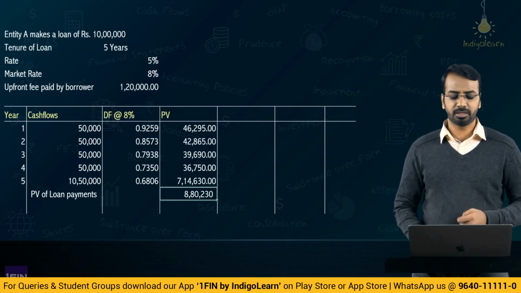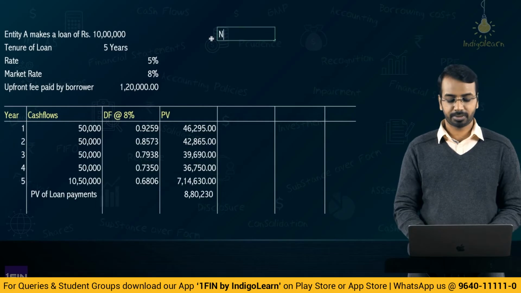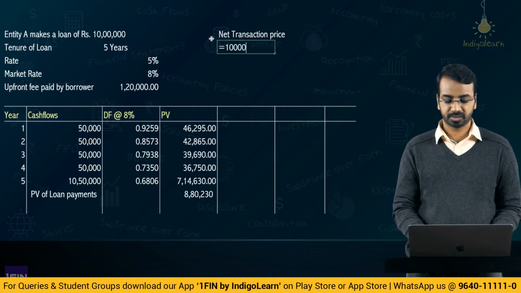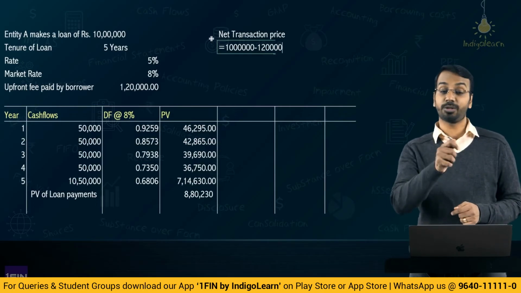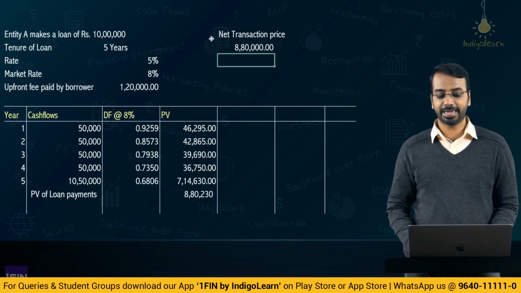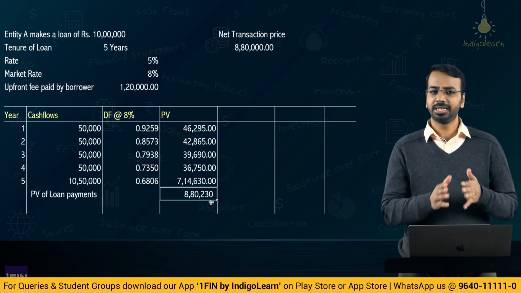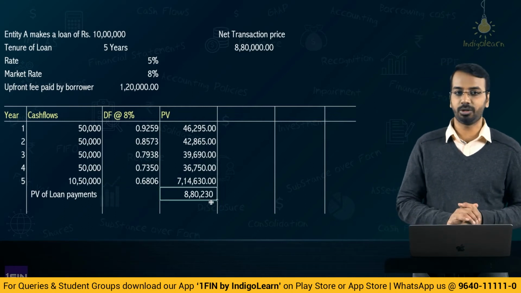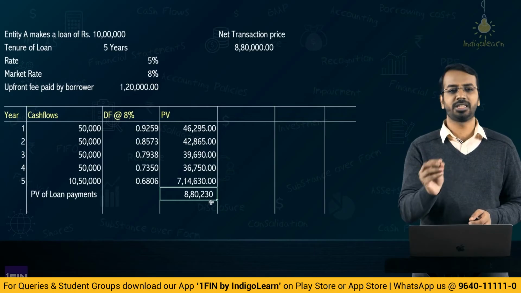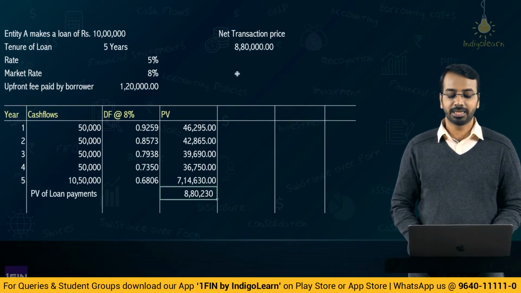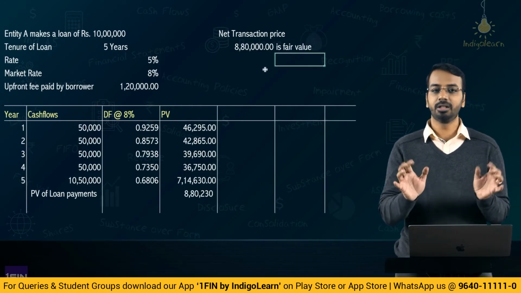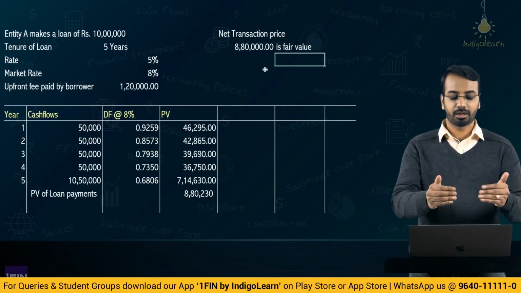Now, what is this? 8,80,230, if you see, is nothing but the net transaction price. Net transaction price is 10 lakhs minus 1,20,000. I gave 10 lakh, the entity gave 10 lakh, collected 1,20,000. So, the net transaction price is 8,80,000, and here we have got 8,80,230. That is because of rounding off. Had I used exact numbers of Excel, I would have got 8,80,000 only. That's how the question has been structured. Okay, some difference here and there. So, what we can consider is this 8,80,000, which is the net transaction price. This is the fair value, and accordingly you can do the accounting for it. Now, this is the first check you have done.